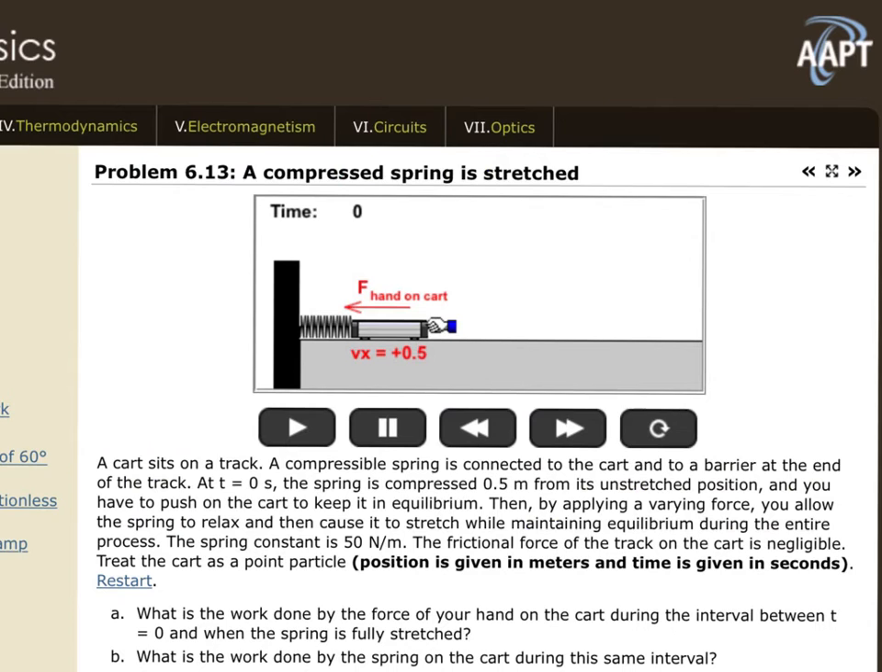Okay, next, 613. Let's play it and watch what happens. There's a hand on the cart. Spring is compressed. We start it. You see, it's telling us the velocity. You can see it's moving at a constant speed. That's not what happened in the last one, right? And why? Because there's a hand pushing.